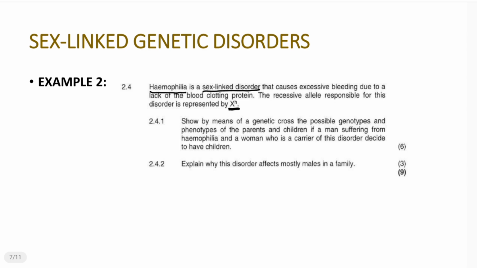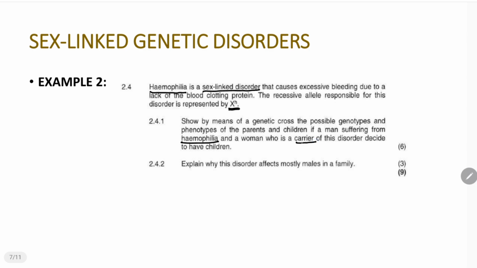2.4.1 says that show by means of a genetic cross the possible genotypes and phenotypes of the parents and children. If a man that is suffering from hemophilia and a woman who is a carrier of this disorder decide to have children. Now, the man that is here, they're saying that this male suffers from hemophilia. But the female, they said that the female is a carrier.